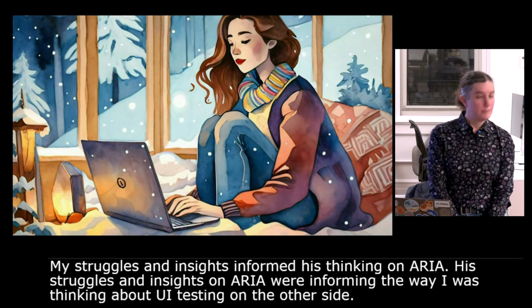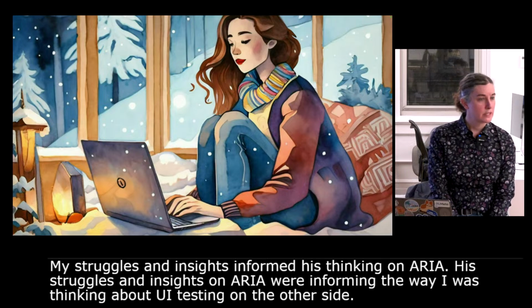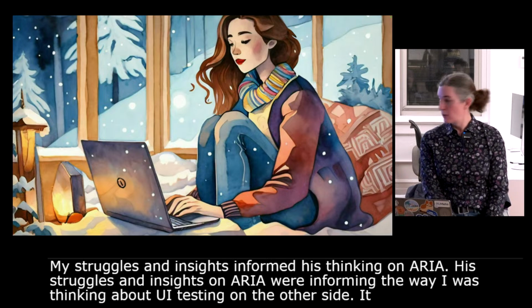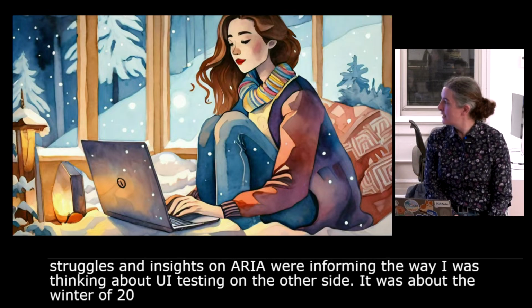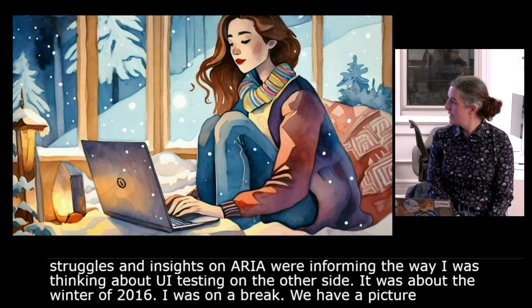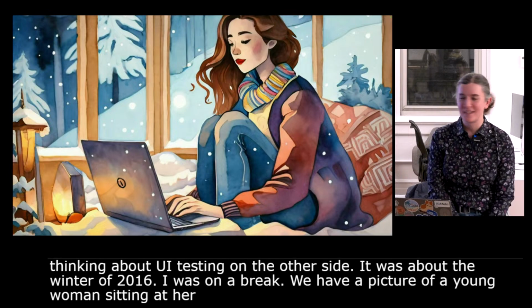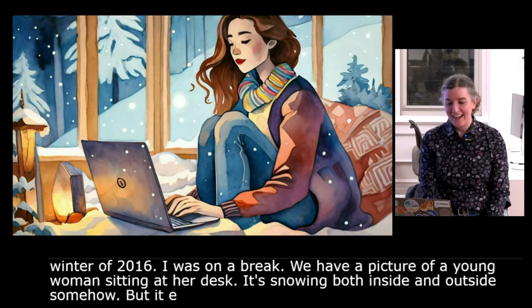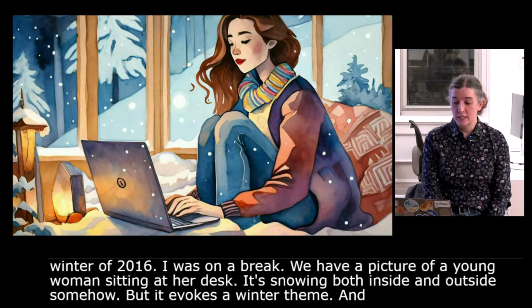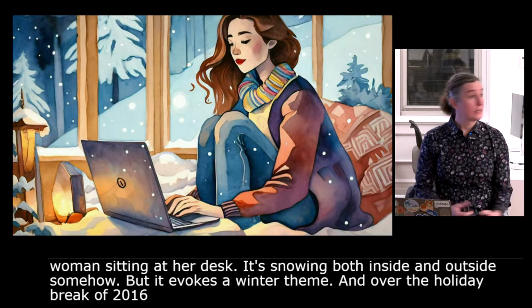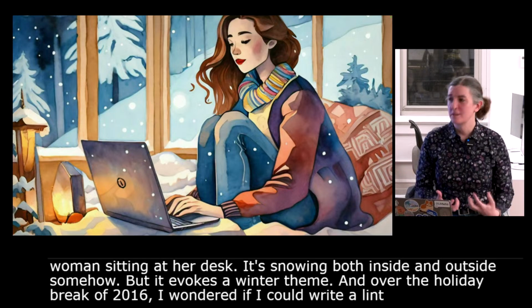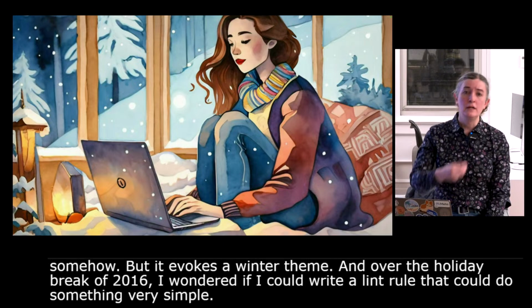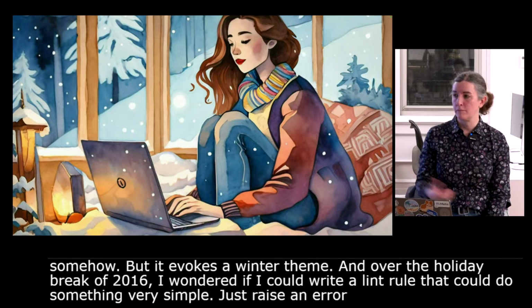It was about the winter of 2016. I was on a break. We have a picture of a young woman sitting at her desk. It's snowing both inside and outside somehow, but it invokes a winter theme. And over the holiday break of 2016, I wondered if I could write a lint rule that could do something very simple. Just raise an error when I found a button that didn't have a label.